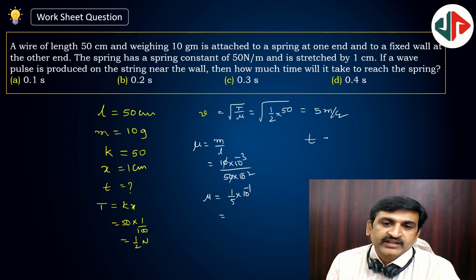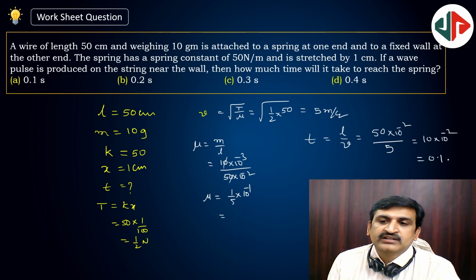Now time taken to travel is equal to L by V. L equal to 50 centimeter into 10 power minus 2 by 5. That means 10 into 10 power minus 2, that is 0.1 second.